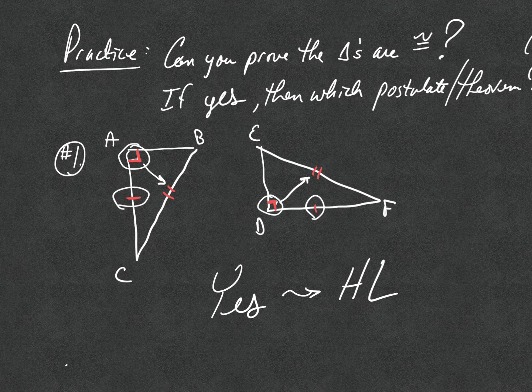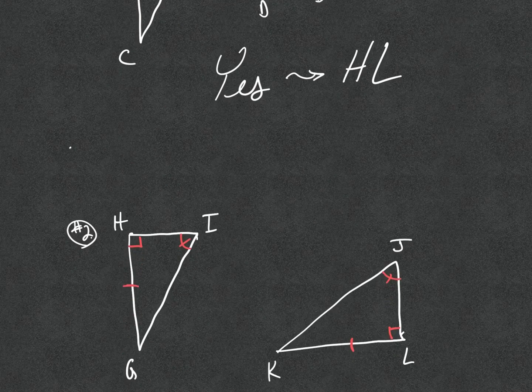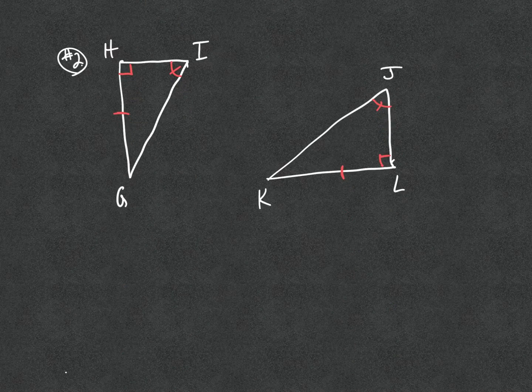I'm just going to buzz through a few more. Again, feel free to pause the video at any time if you need to write something in your notebook. Okay, next one. Can you prove these 2 triangles are congruent? If yes, then which of the postulates or theorems are you using? This, once again, is going to be a yes. In fact, all of ours today are going to be yeses. But which shortcut are you using? You might be tempted to go right back to HL because we have right angle equals right angle. But this time we do not know anything about the hypotenuse.